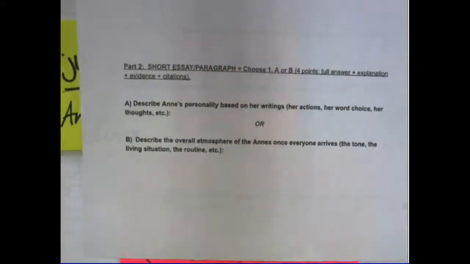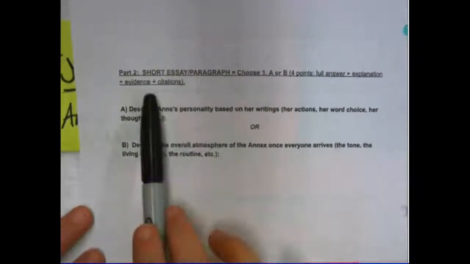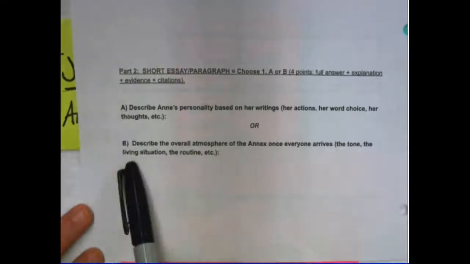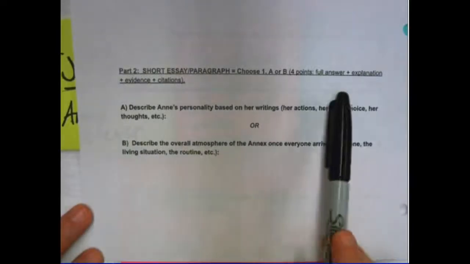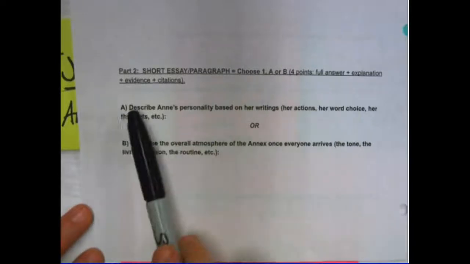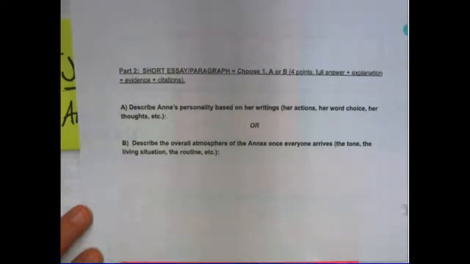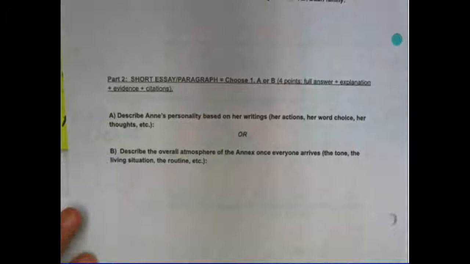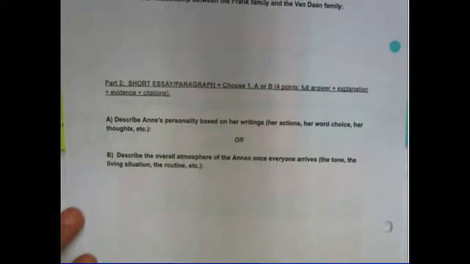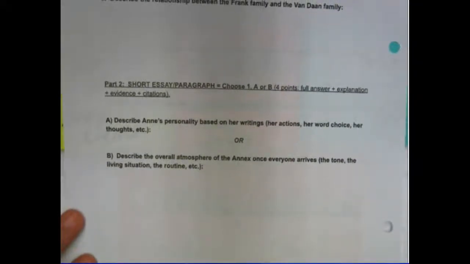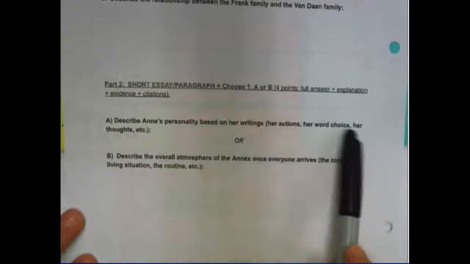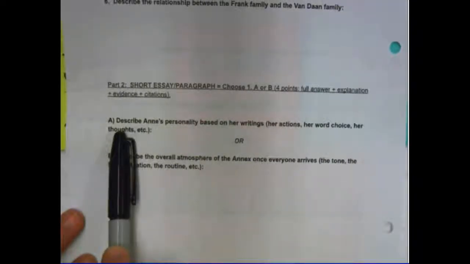On the back, or scroll down if you're doing it online, there are 2 very short essay paragraph questions. You need to pick one. Both of them involve an explanation with evidence and citation. Describe Anne's personality based on her writing. So we don't know her, but based on everything you've read, what kind of person is she? And then include some of this evidence in your answer.